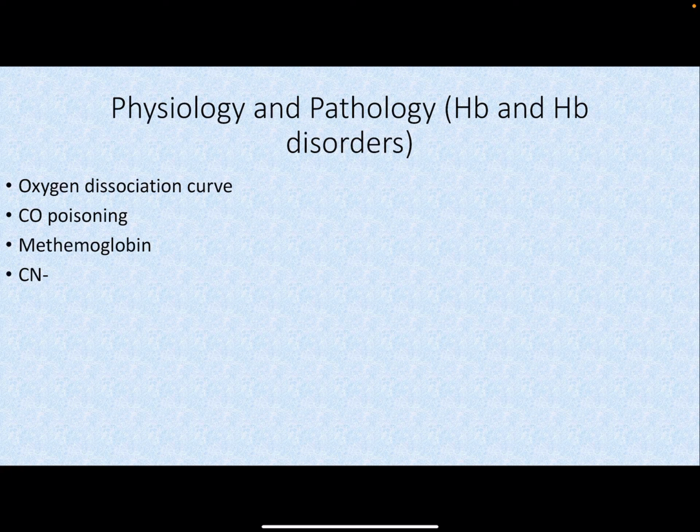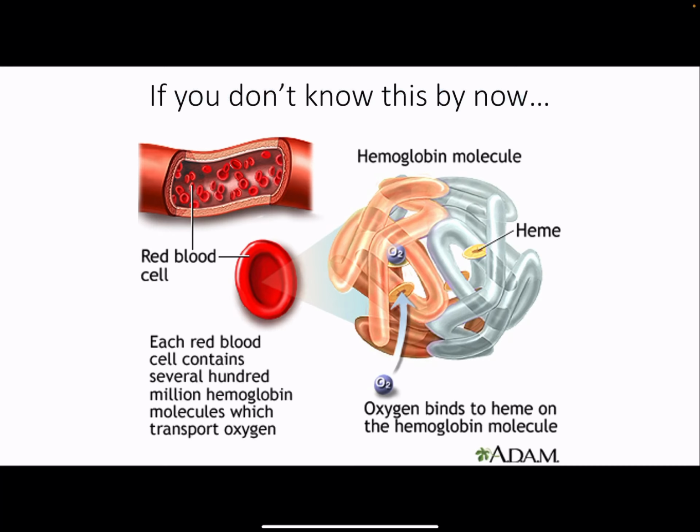Let's talk about hemoglobin and some hemoglobin pathologies. We'll start by just going through the dissociation curve, which you guys should be relatively familiar with. Talk about carbon monoxide poisoning, methemoglobinemia, which is really just where the iron gets oxidized from a 2+ to a 3+ state, and then cyanide poisoning.